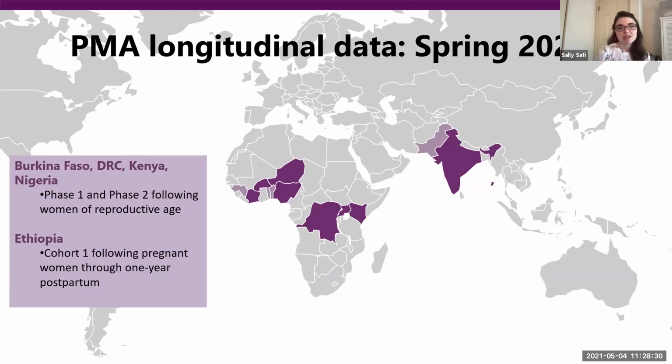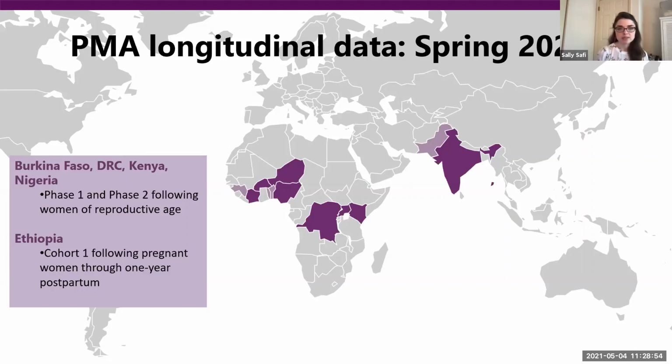So in spring of 2022, we'll have both phase 1 and phase 2 following women of reproductive age for Burkina Faso, DRC, Kenya, and Nigeria. And a year from now, we'll have all of the data for that first cohort of pregnant women from pregnancy through 1 year postpartum in Ethiopia.